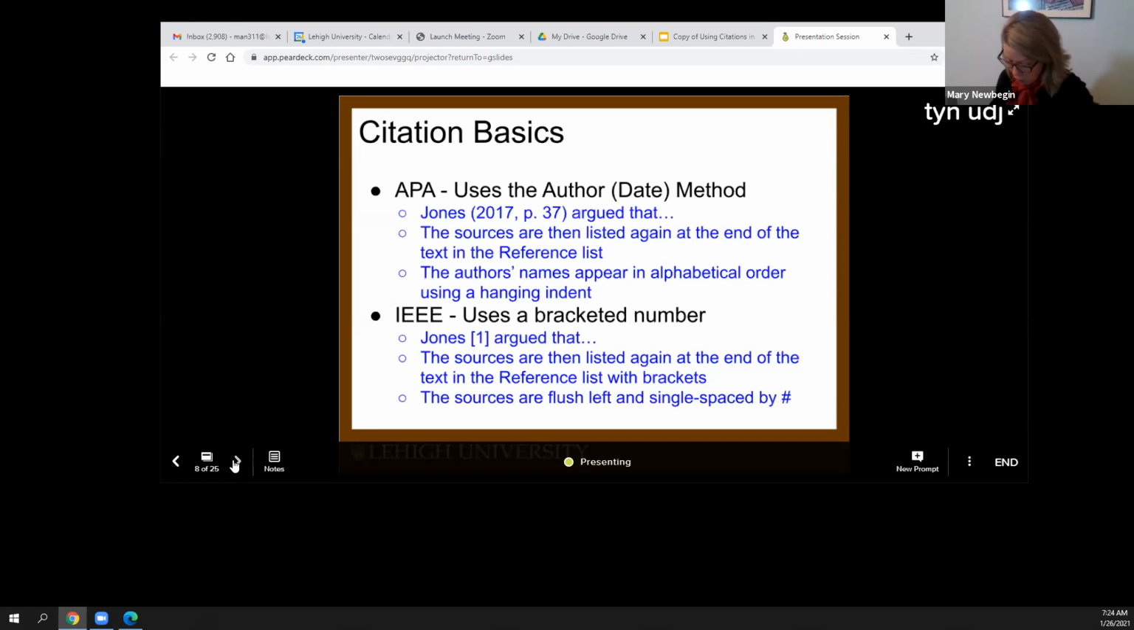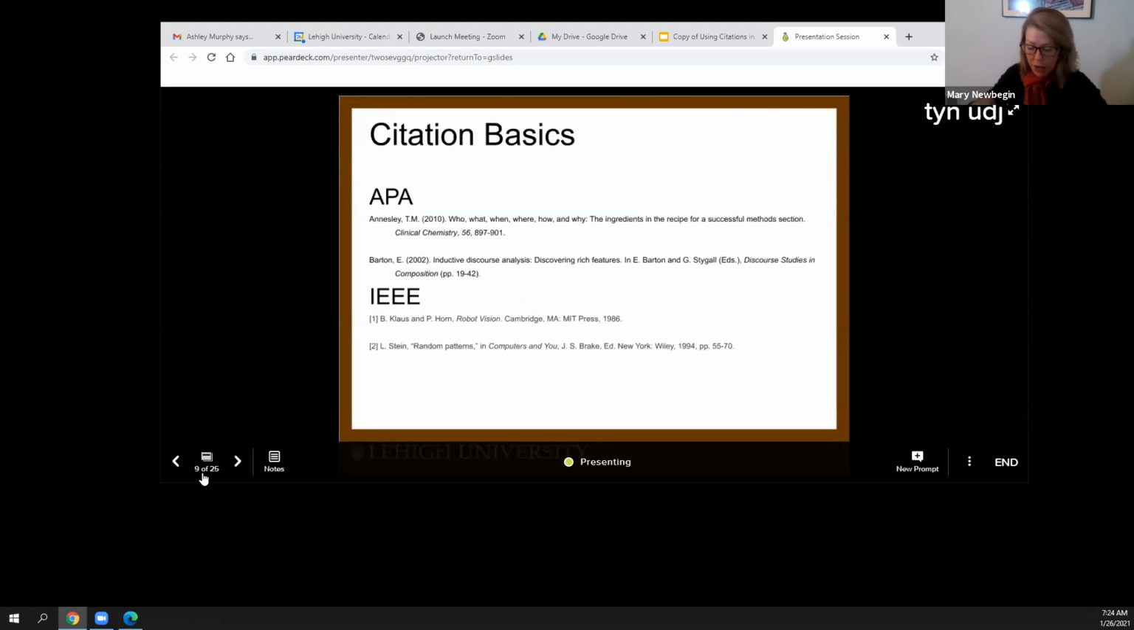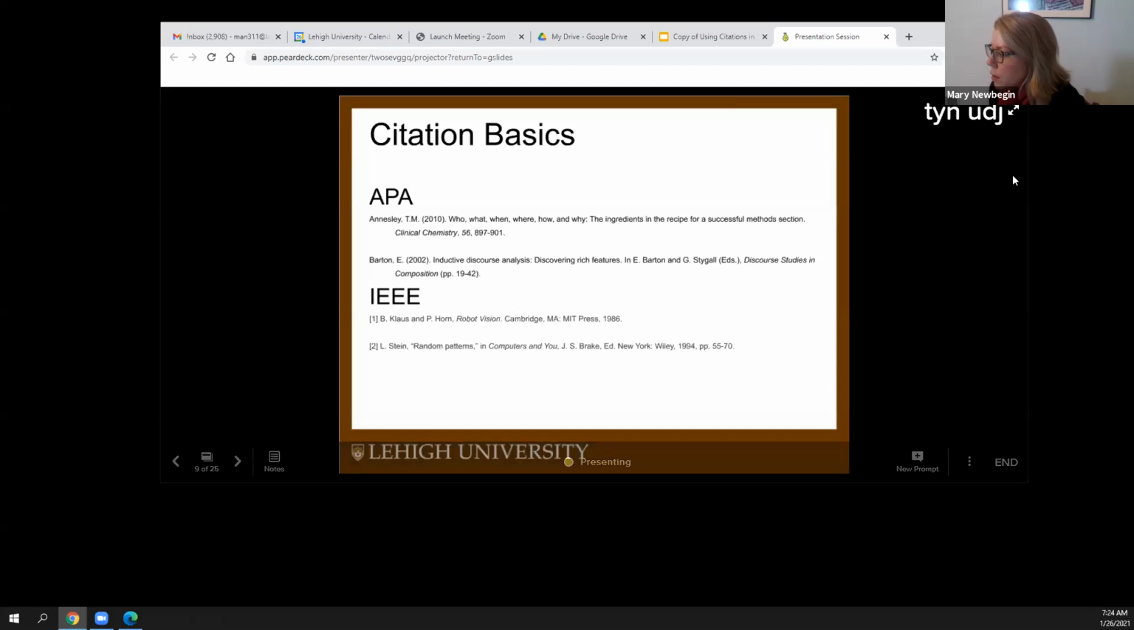All right, moving on to the next slide here. Citation basics, and these are the references, and Kayla's going to go over that. While she's doing that, I'm going to look at the chat.